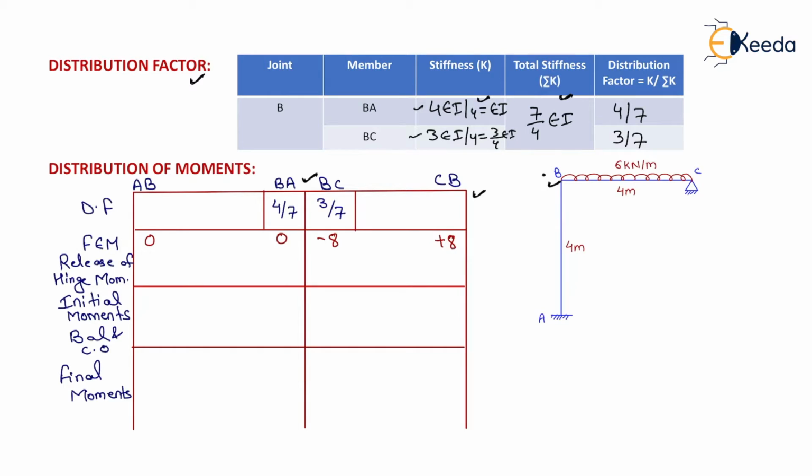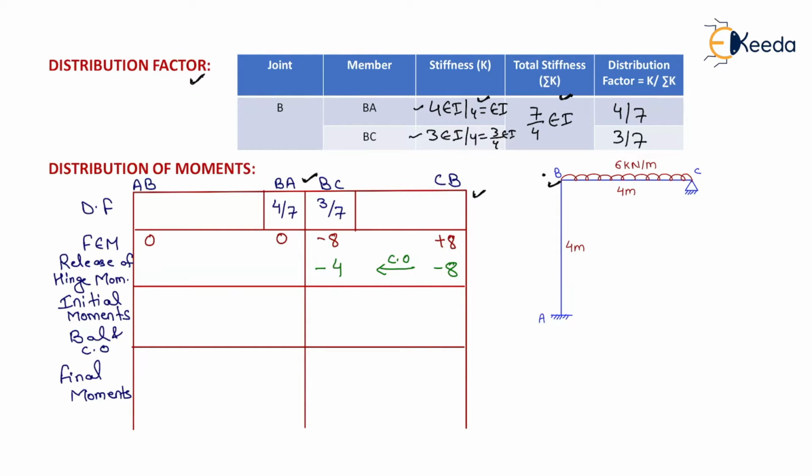Now due to hinge support at C, we need to balance the total moment. So the net moment at C will be equal to 0. So we need to apply a moment of equal magnitude but opposite in direction, that is minus 8. Now we need to transfer the carryover to the far end, that is at support B or at joint B, which will behave as a fixed support or fixed joint due to continuous support. Now it will be equal to half of the magnitude of the applied moment, which will be equal to minus 4, that is shown here.